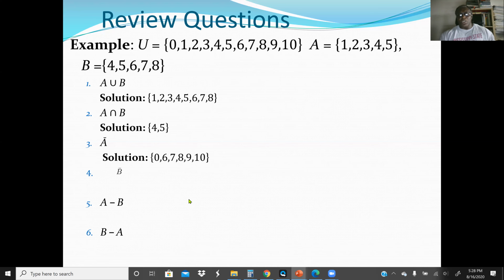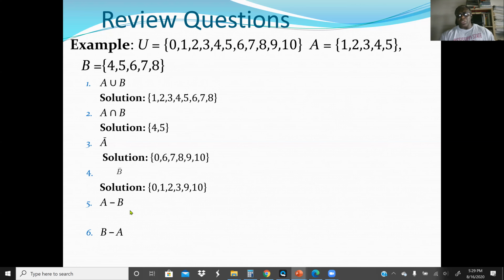So the complement of B will be the same concept. I'll go to B. I have 4, 5, 6, 7, 8. So I'm going to remove all these elements in B from the universal set. Then the rest will be our complement of B. So the answer will be 0, 1, 2, 3, then 9 and 10. These are the elements that are not in set B. So that has to be the complement of B.